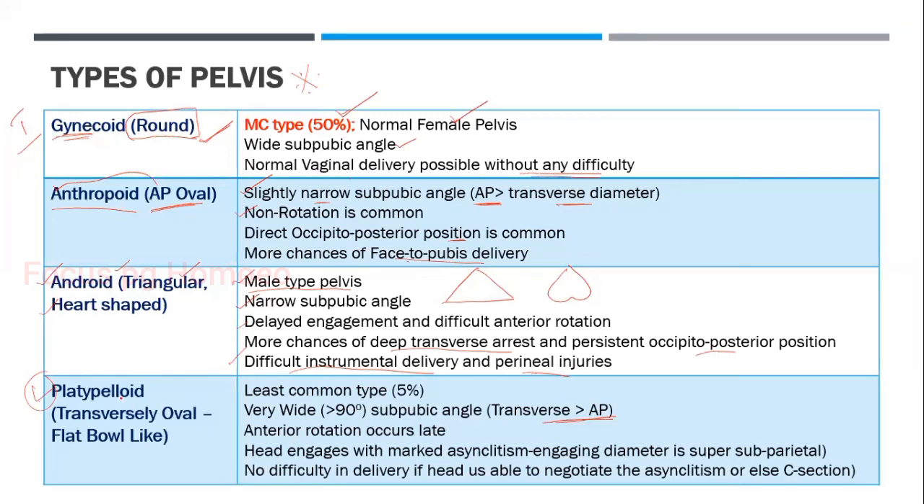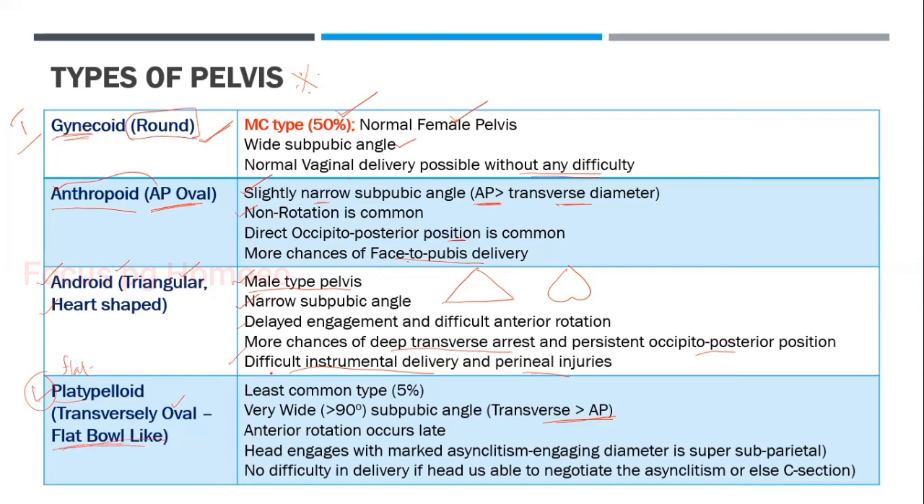Next type is platypeloid pelvis, and platy means flat. The word meaning of platy is flat. The other name is transversely oval. Why transversely oval? Anthropoid is antero-posterior oval because the antero-posterior is more than the transverse. Here it is transversely oval because the transverse diameter is more than the antero-posterior diameter. When you relate to the name platypeloid, it is a flat bowl-like pelvis. You should remember all these names.